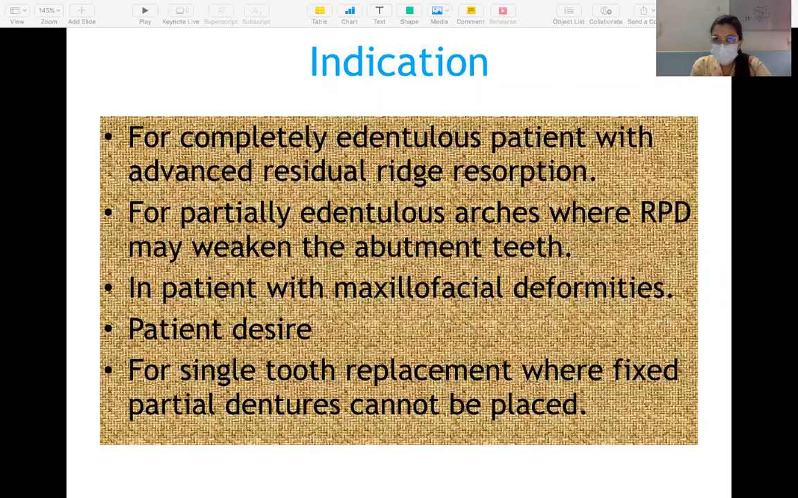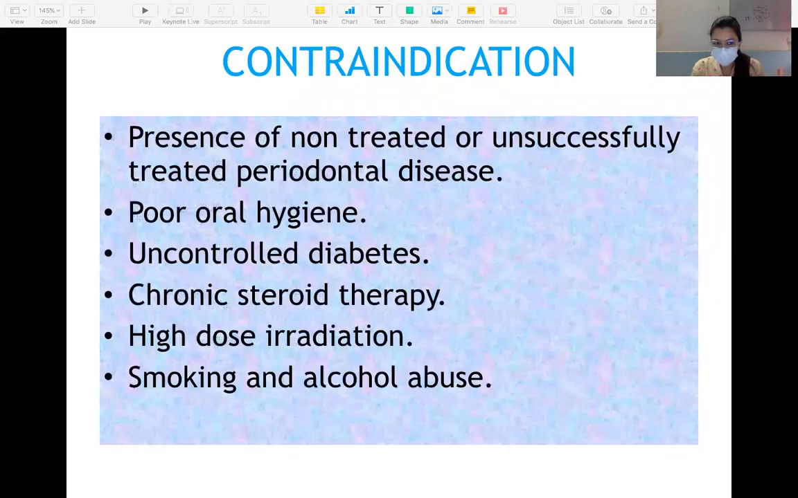Where are the dental implants indicated? Now let's talk about the indications. Completely edentulous patients, partially edentulous patients. Even in case of maxillofacial deformities, nowadays dental implants are being used. Patient desire is also one of the indications, if the patient wants an implant, single tooth replacement, multiple tooth replacements.